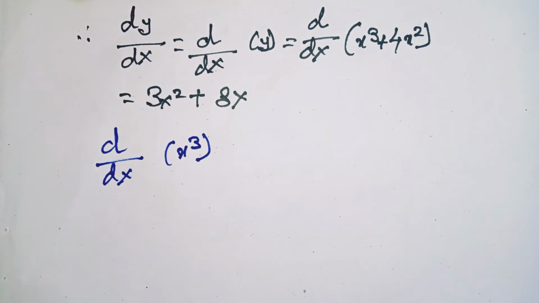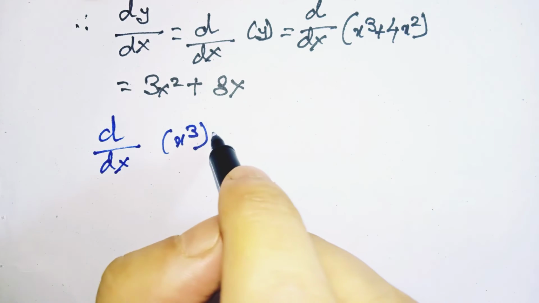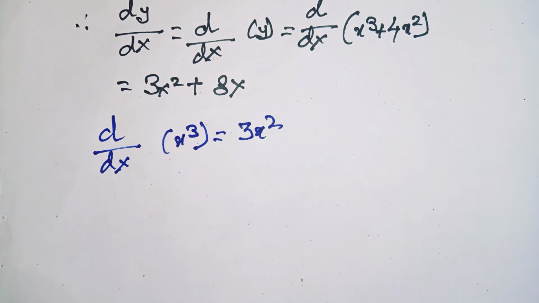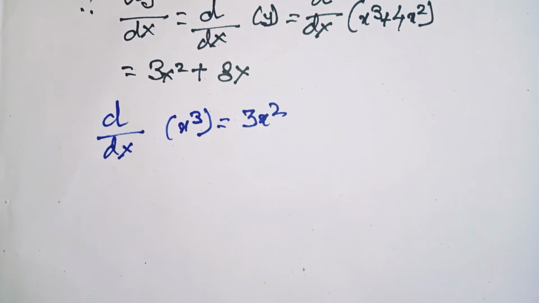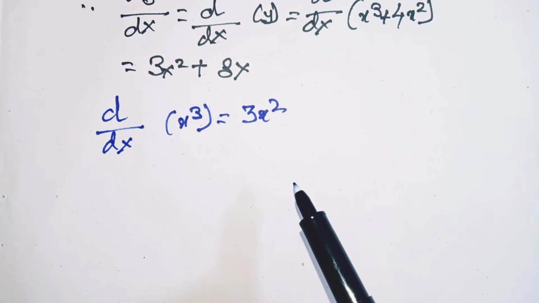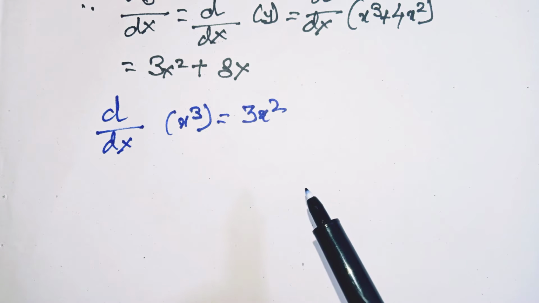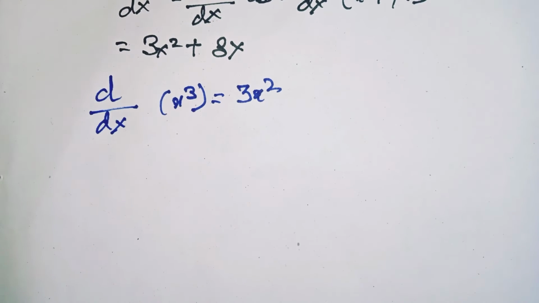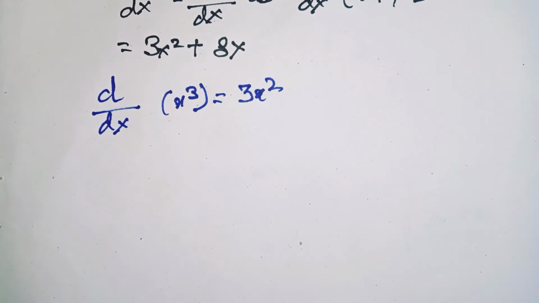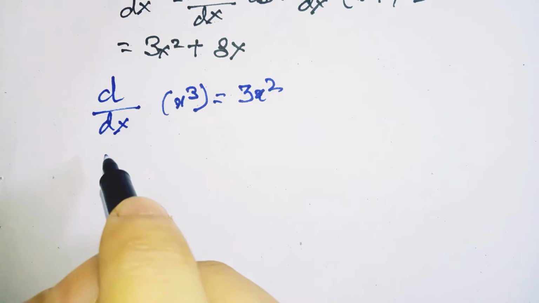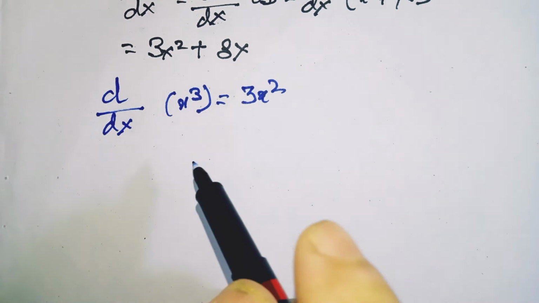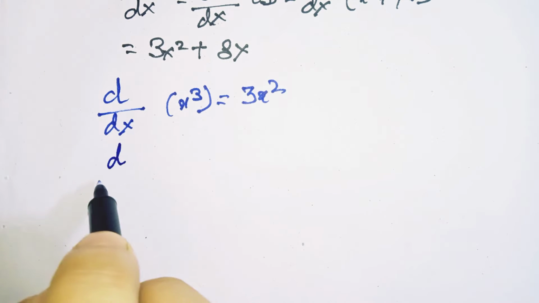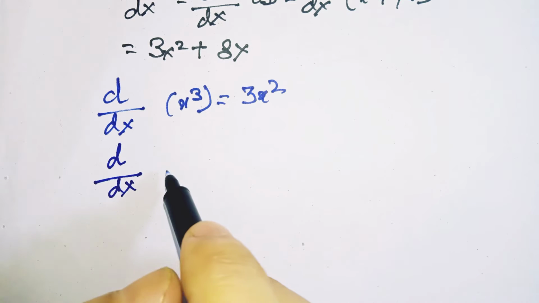Okay, so we want to find d by dx of x cube. We know by the power rule this would be equal to 3x squared, right? So d by dx of x cube with respect to x using the power rule, we'd get this. Say, for example, if I take another derivative, this is part one, and then what we do is find d by dx of, say, y cube.